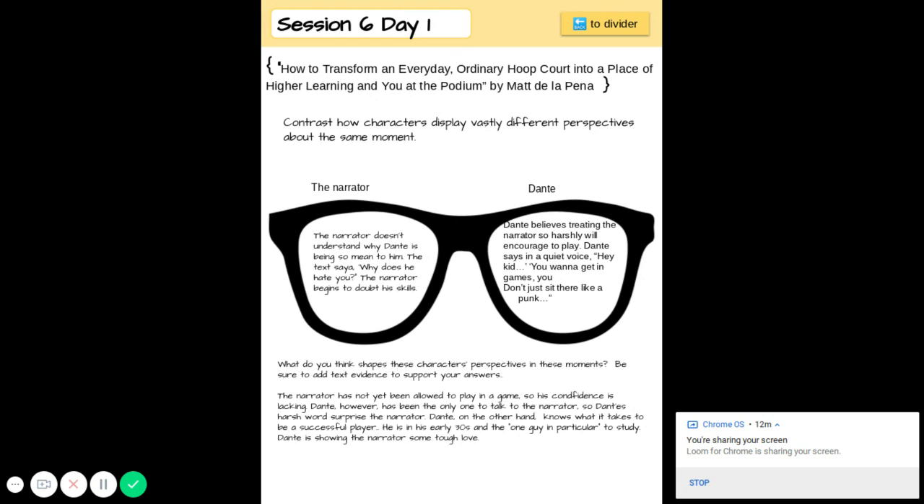So, because we read a little bit more and we read a little bit deeper, we were able to get into the characters' perspectives, and we were able to understand why these two characters saw that exact same moment very differently.